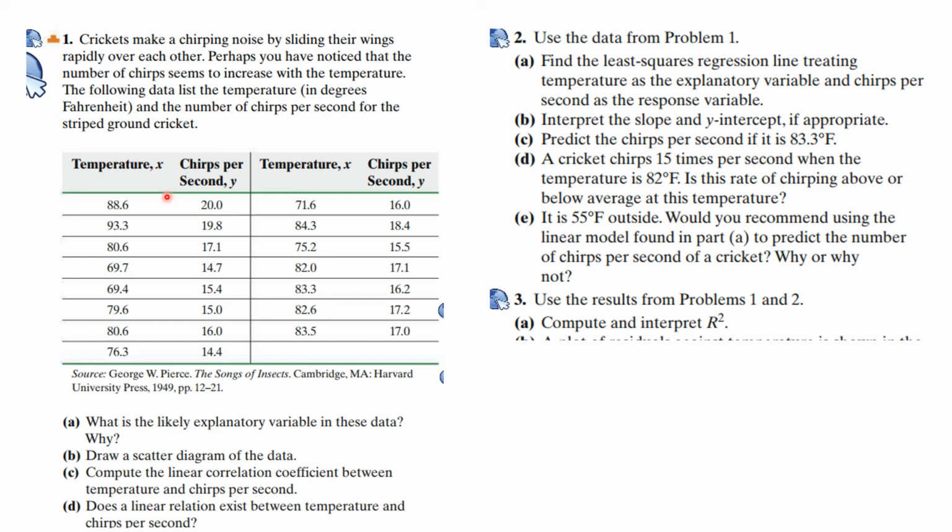And then it asks us to compute and interpret r squared. We've already done that, and we got 69.7%. That means that this regression equation explains almost 70% of the variation. The remaining is other factors. This is the end of part 2.